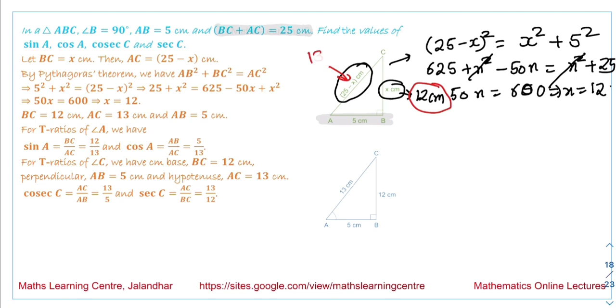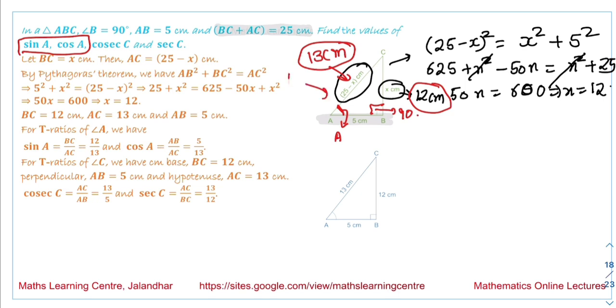And this value is 13 centimeters. Now we have to find sin A and cos A. When we are talking about this angle A over here, this is the 90-degree angle.